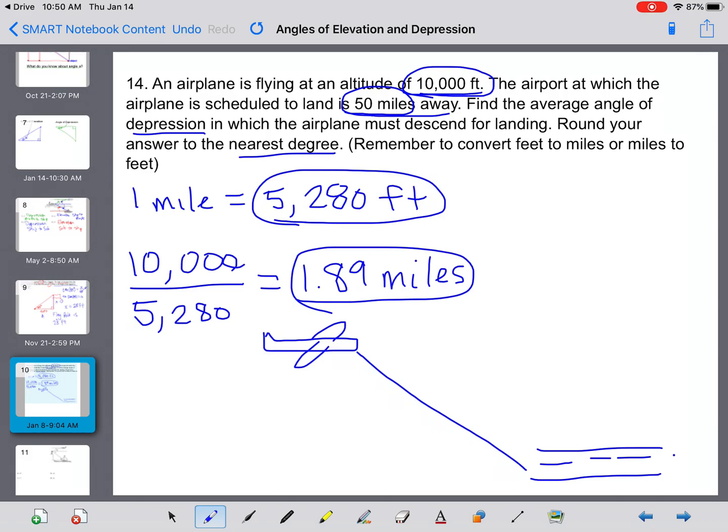Now, angle of depression. Remember, we're going to draw this upside down triangle. Whenever we see angle of depression, I like to draw the two figures, the plane up in the air and what it's looking down at, and now I draw this triangle upside down where my right angle's up here, and I can place my units. So it's flying at an altitude of 10,000 feet or 1.89 miles. So that's the vertical side of the triangle.